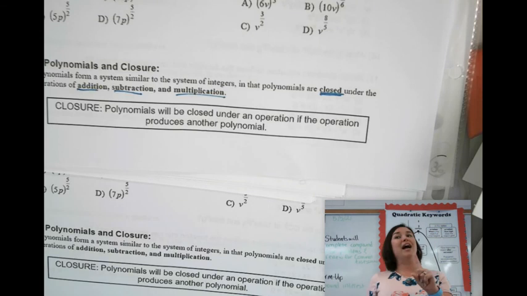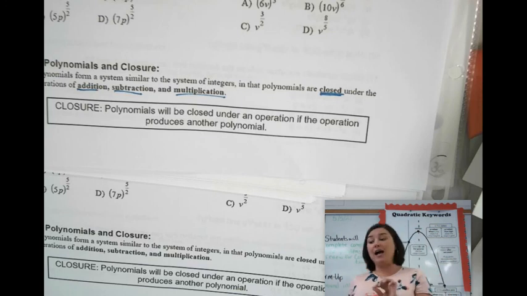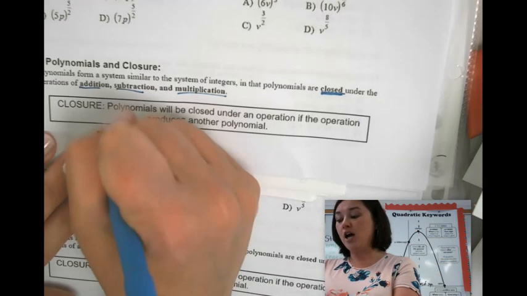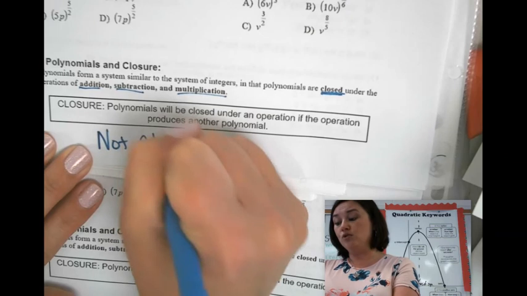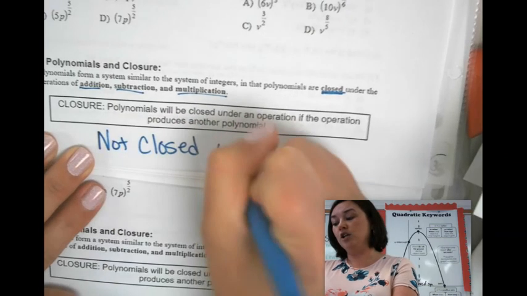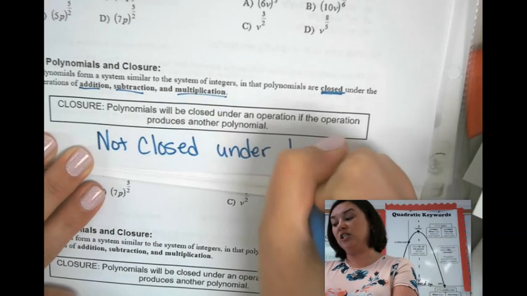But if I divide them, there could be a variable in the denominator, correct? So that is why polynomials are not closed under division.